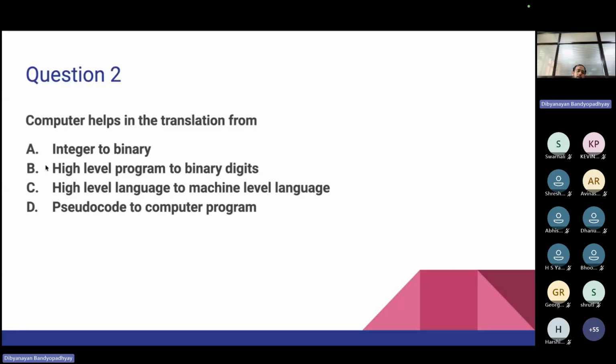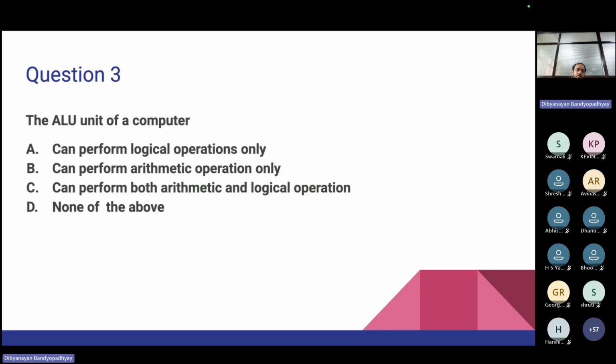A, B are remaining. Out of A, B, actually these are part of the process, but C is the whole process actually. If you provide high level language to a computer, it will convert it to a machine level language. Okay, so C is the answer. So these are very simple questions actually. Everybody who knows computers and how they basically work will be able to answer these questions. So this is question number 3.